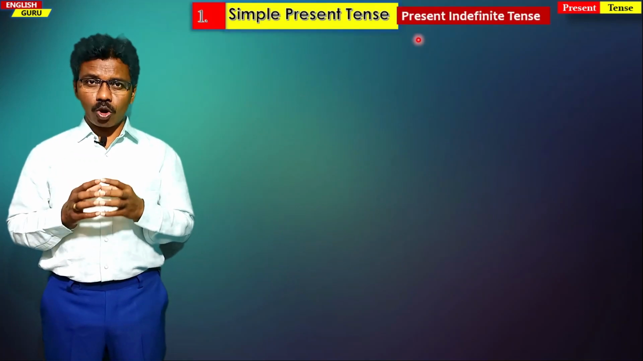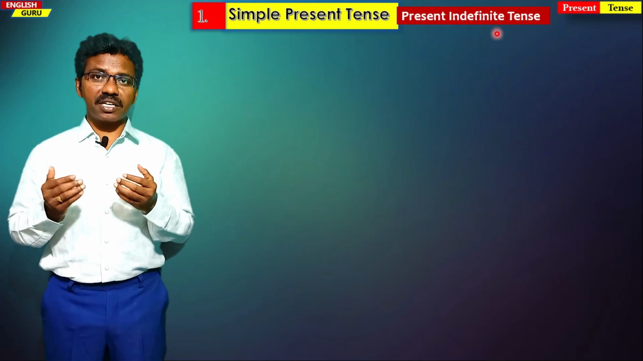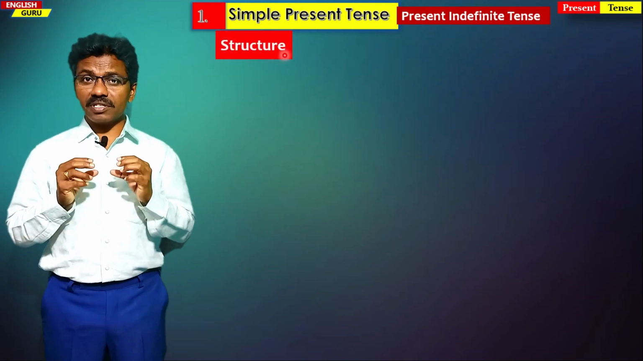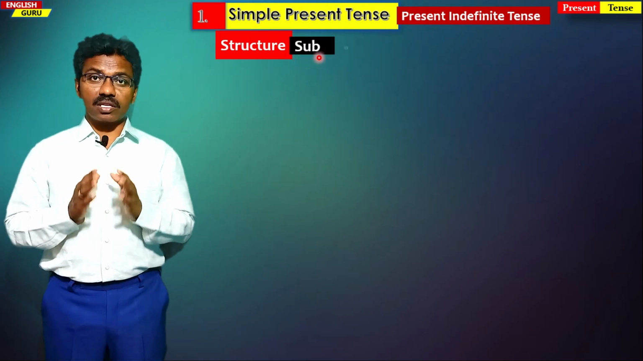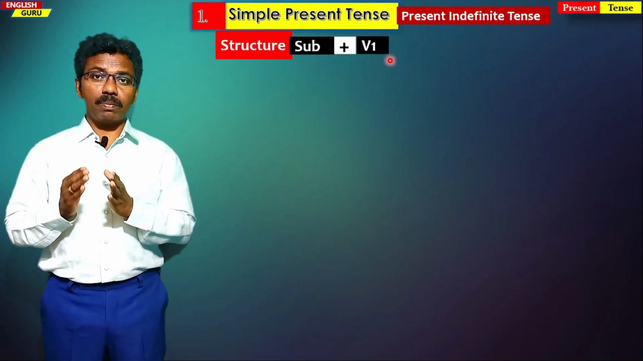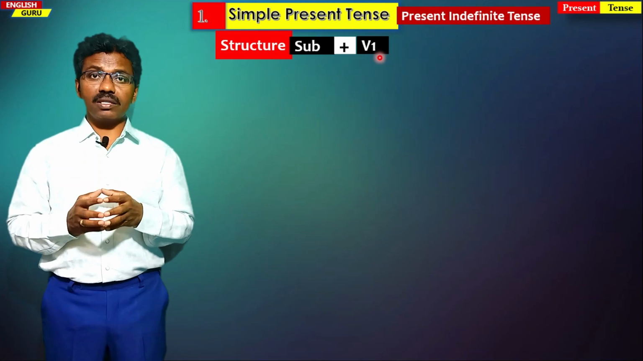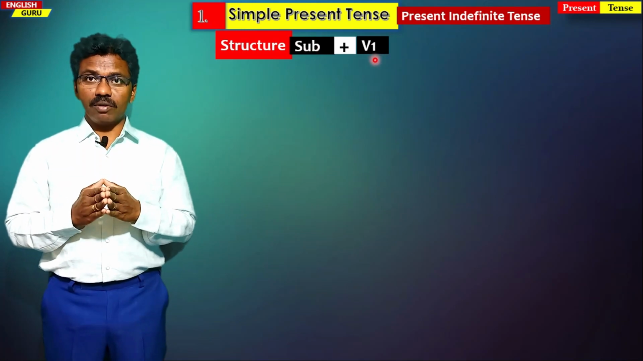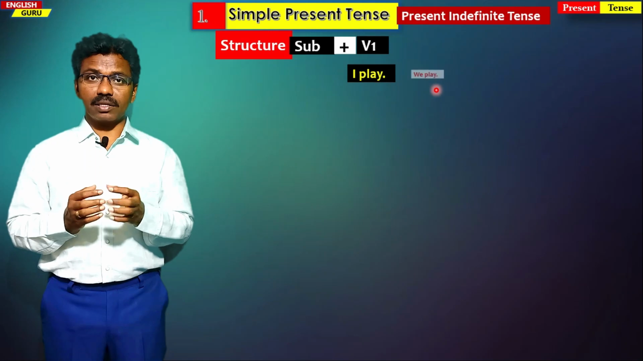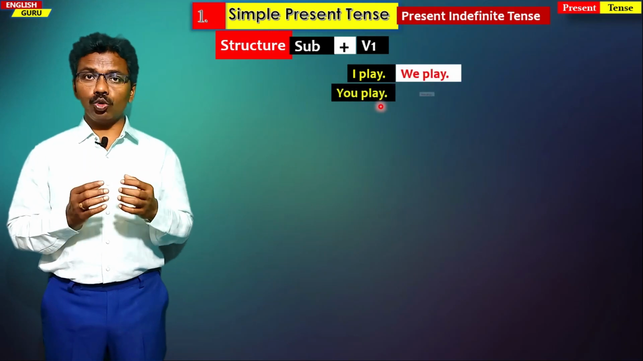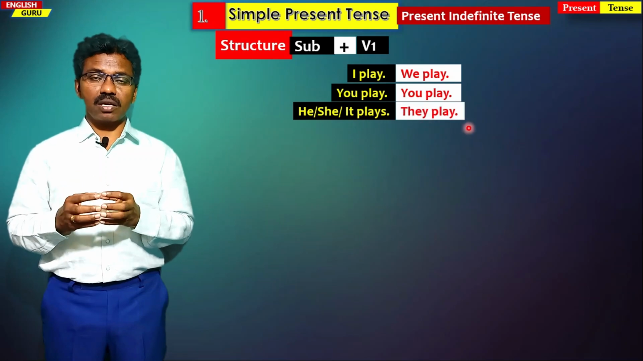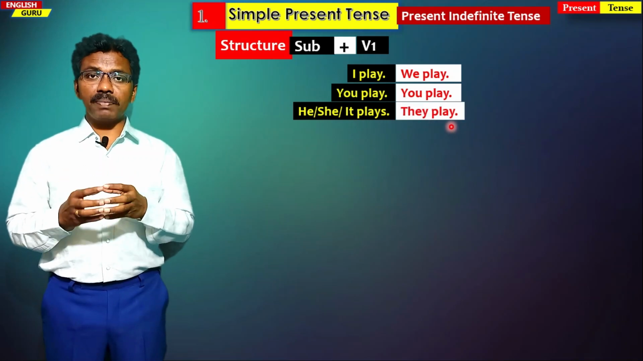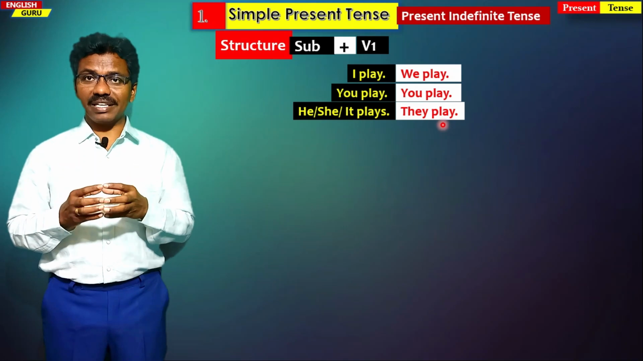The first one is simple present tense. It is also called present indefinite tense, and the structure of a sentence in simple present tense is: subject plus verb 1. Verb 1 is nothing but the first form of a verb. For example, I play, we play, you play, he, she, it plays, they play. These are all the persons, subjects we have in the English language.